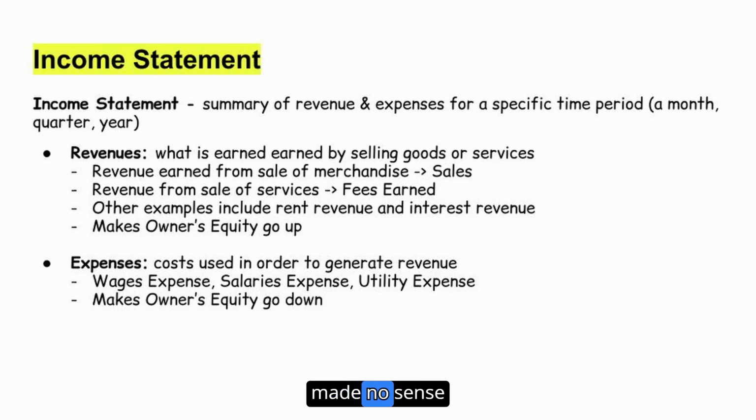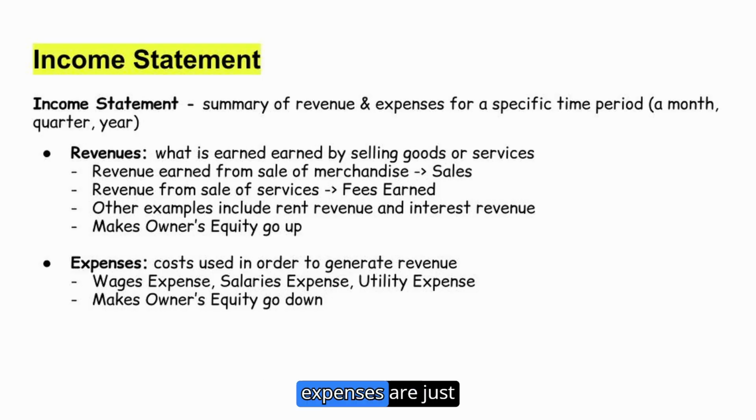If what I just said made no sense to you, don't worry, you'll begin to understand as you continue with the course. When a company earns revenue by selling goods or merchandise, this is known as sales. When a company earns revenue by performing a service, this is known as fees earned. And there are also other accounts such as rent revenue or interest revenue, which are pretty self-explanatory.